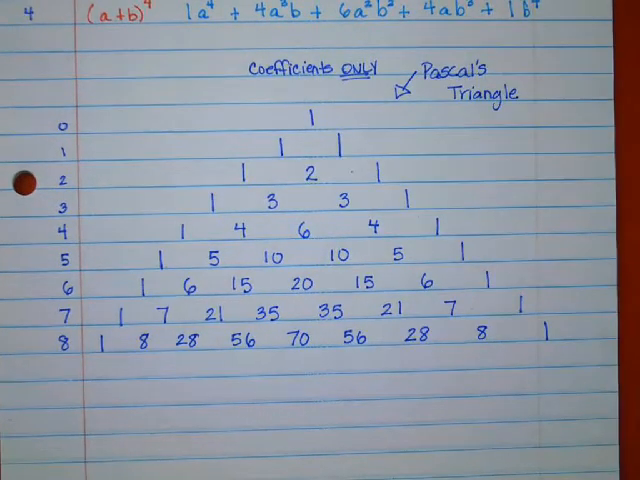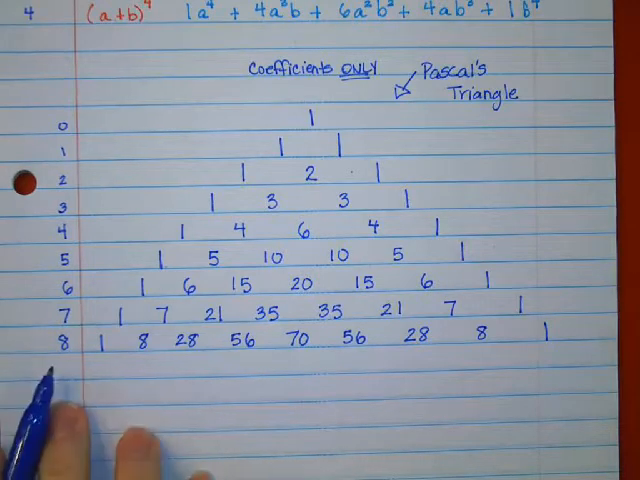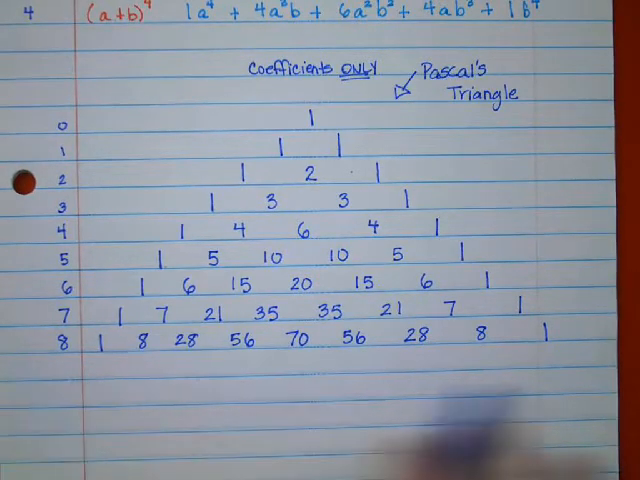Pascal said if we use this triangle, we can multiply any binomial and raise it to the 0 power, to whatever power we want, and it will follow the same rule every single time. These represent just your coefficients.